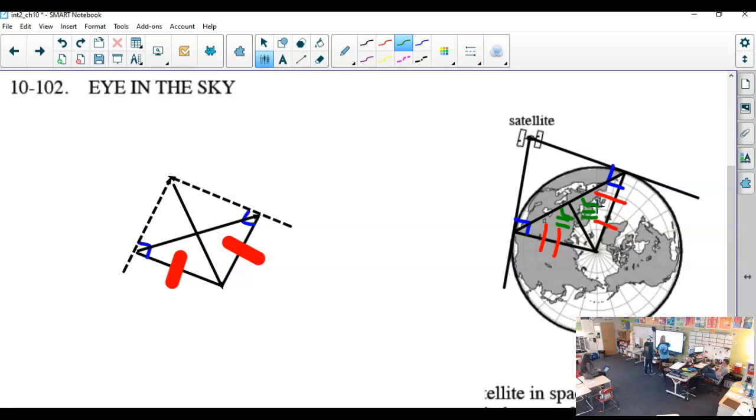Wait, we know these two angles have to be congruent because these two angles are congruent. Yeah. Which tells us that's an isosceles triangle. Which tells us these two sides are congruent to each other. And then we done did it. Well, actually, we didn't. We proved that much. We proved that it's a kite.